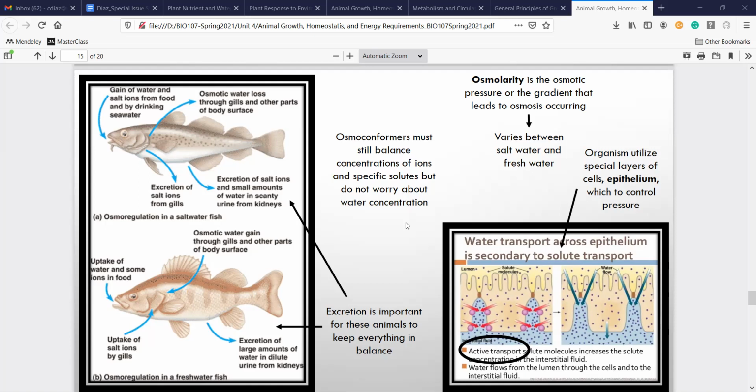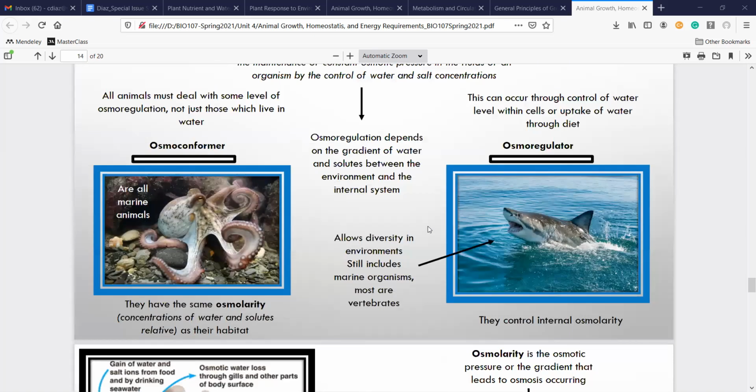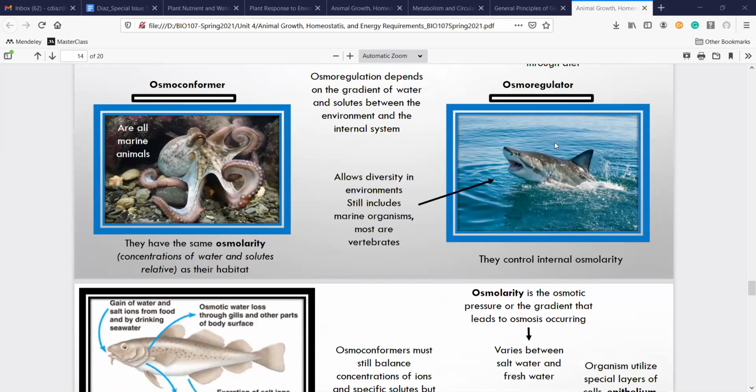Osmoconformers usually don't worry about water concentration in their cells, essentially the cells constantly being bathed, so it doesn't have to worry about losing water, but they do have to worry about moving salts in and out of their bodies. So when you think of osmo, think more of water, so osmosis. Conformers have the same amount of water in their body as the concentrations around them. They're playing with salt concentrations. Osmoregulators are also doing that, but they also need to care about the water that is inside their bodies. So they're going to have extra mechanisms in order to control that.